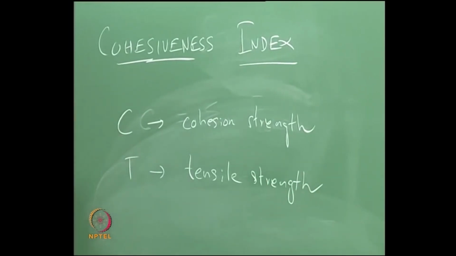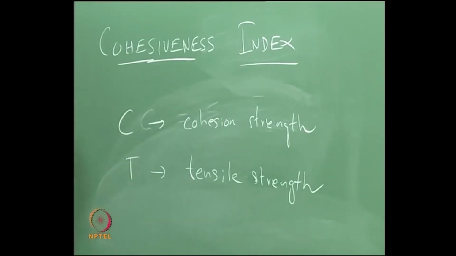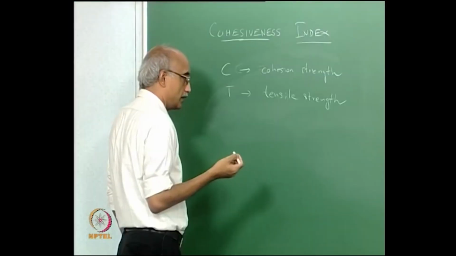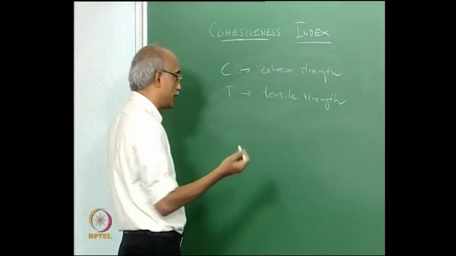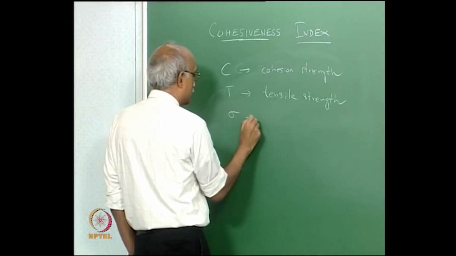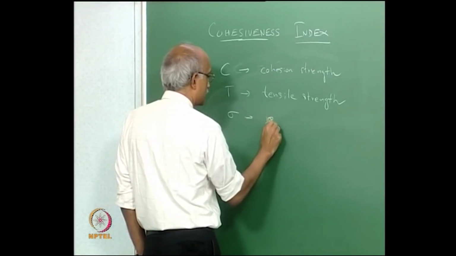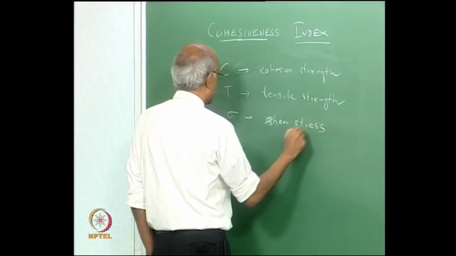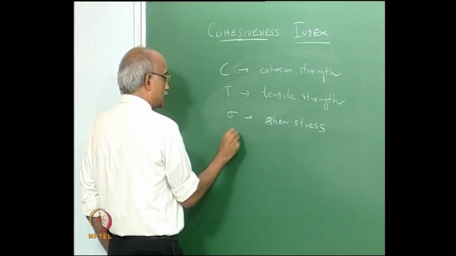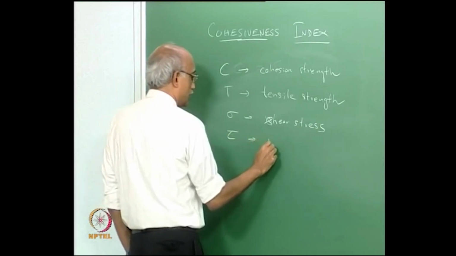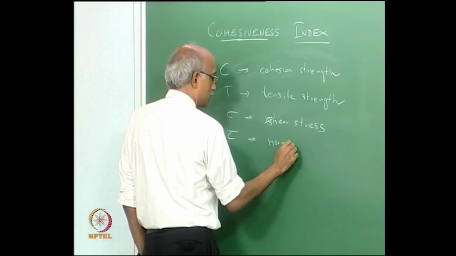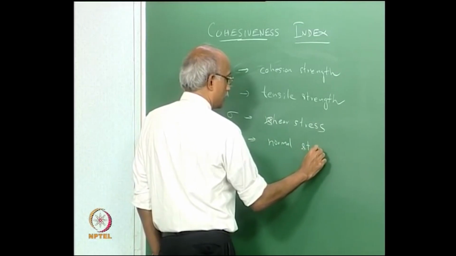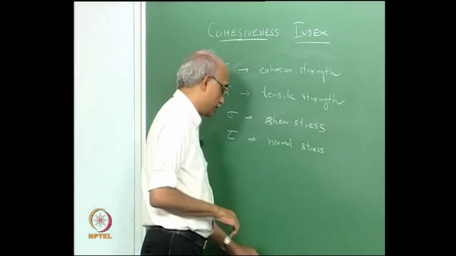And other parameters that are involved in this definition are essentially the stresses that are applied. So sigma, let's say, is the shear stress that is applied for testing the tablet, and let's say there is a tau, which is a normal stress that is applied to the tablet.